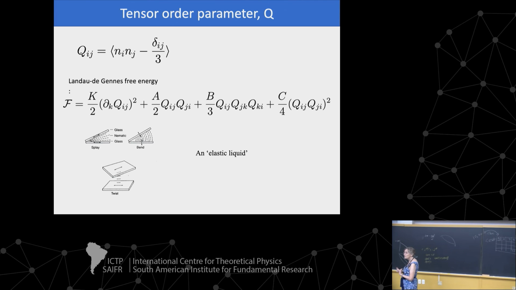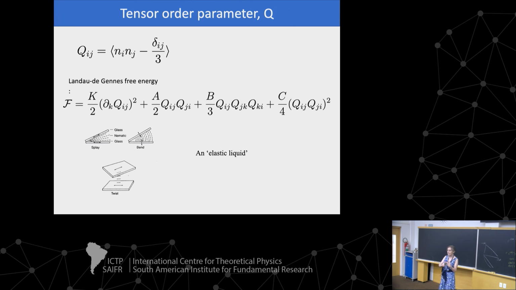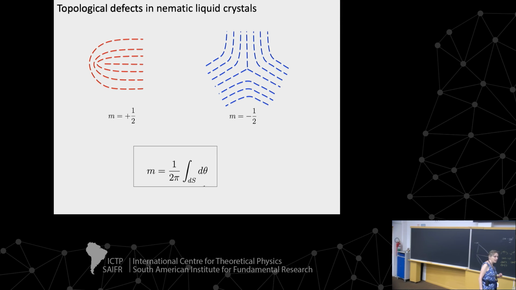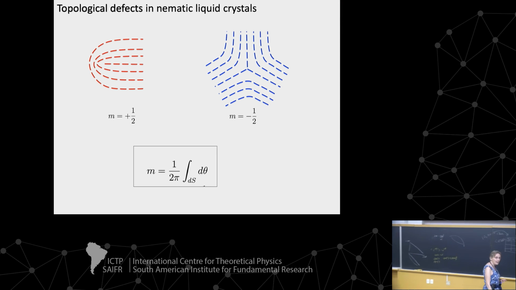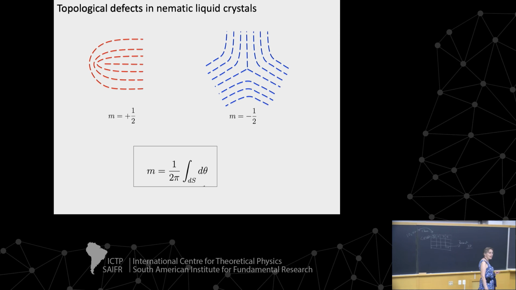And that's the first reason these liquid crystals are cute. They're an elastic liquid. They're a liquid. If you look at them, they flow around, yeah? But they're elastic. The other reason that they're cute, and this is really important in this slide, is that they have topological defects.